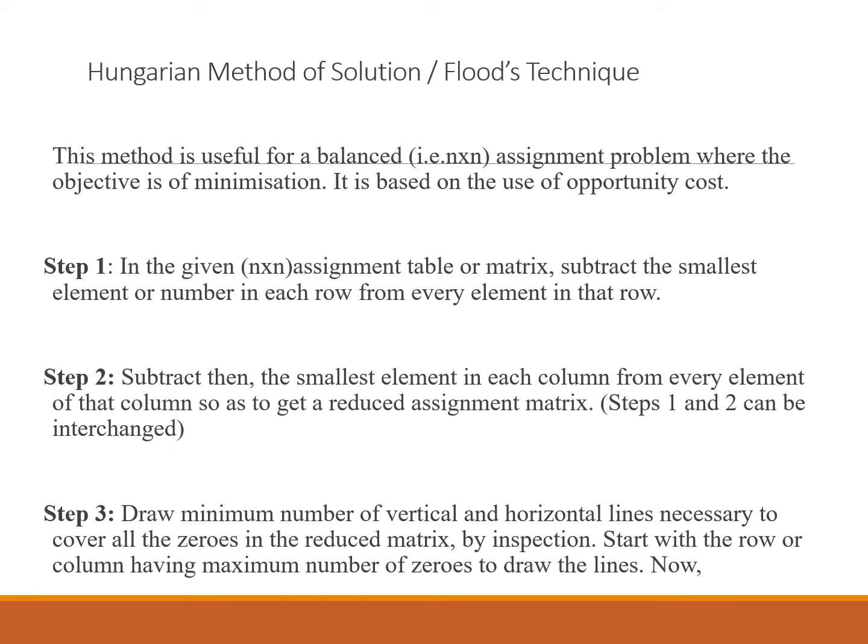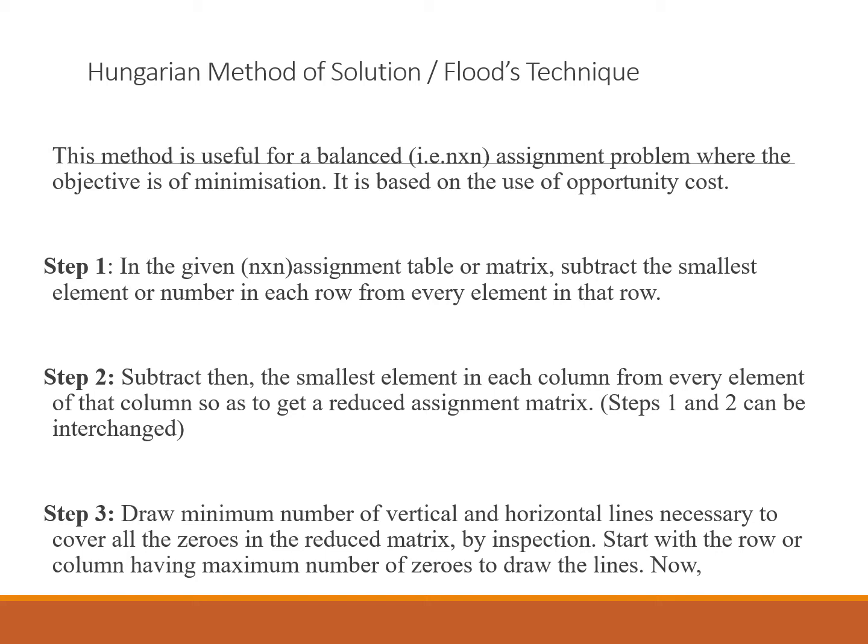While solving the assignment problem, we use the Hungarian method or Flood's technique. So what are the steps involved? The steps are as follows. Step 1. In a given assignment matrix, subtract the smallest element in each row from every element in that row. Step 2. Subtract the smallest element in each column from every element of that column so as to get a reduced assignment matrix. Steps 1 and 2 can be interchanged.